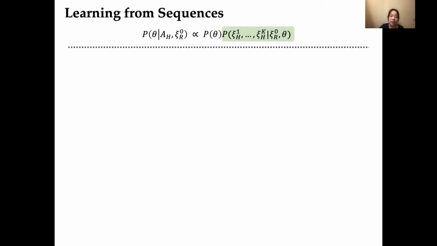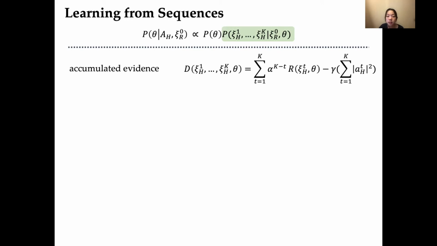Okay, now let's go over how we learn from the sequences. On the left, this is our ultimate goal. We want to find the human preferred theta given human corrections. And on the right, we apply Bayes' rule. The highlighted observation model in trajectory space is missing, and we're going to talk about how we model that.